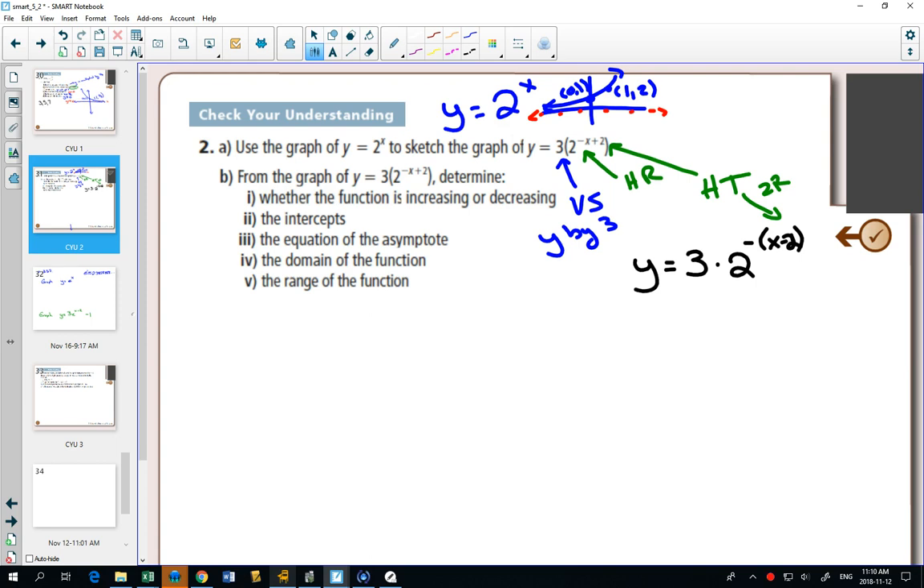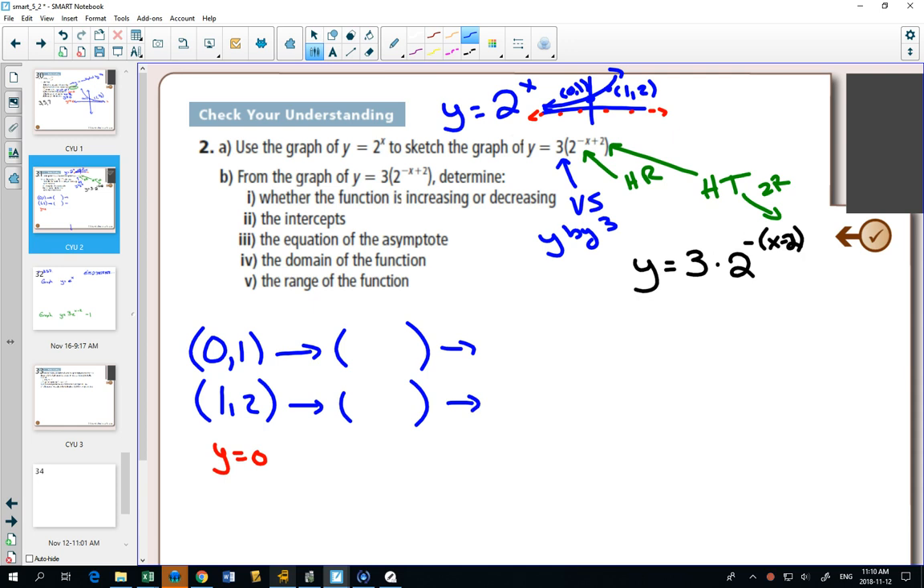So what we do when we go to graph this is we take the key points that we had on our original graph, which are (0, 1) and (1, 2), and we look at our asymptote. And we do our transformations like we normally would, with stretches and compressions first, and then translations at the end.